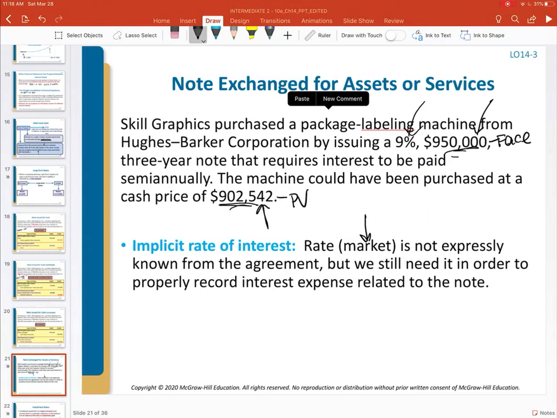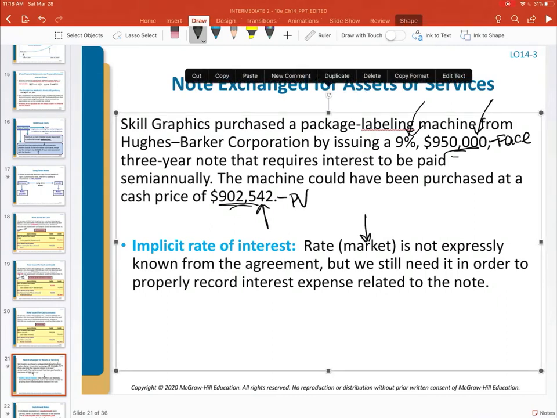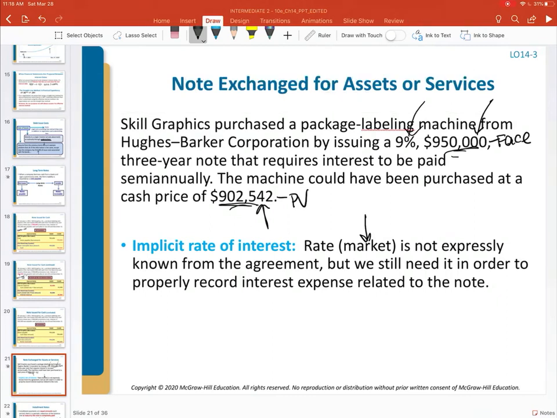So we are going to account for this in the same way as we did when we had a bond discount problem. So this is, again, a note in exchange for a non-cash asset. In this case, it's going to be a machine. We account for it similarly to how we accounted for a bond discount. But what we are missing so far is the market rate of interest. We don't know what that market rate of interest is.